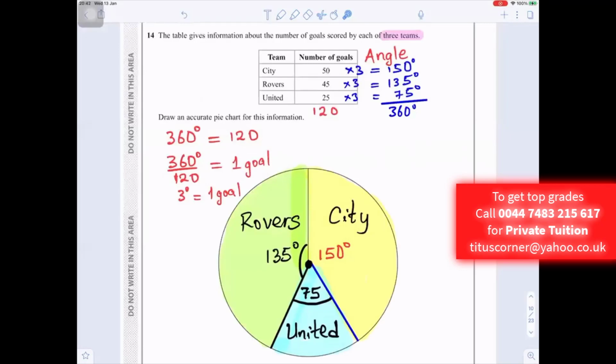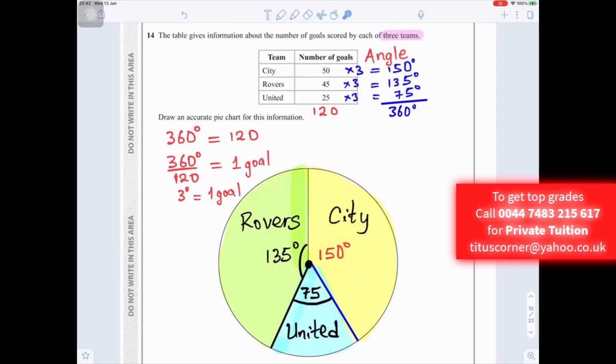Question number 14. The table gives information about the number of goals scored by each of three teams. Team City, number of goals 50. Rovers, number of goals 45. United, number of goals 25. Draw an accurate pie chart for this information.